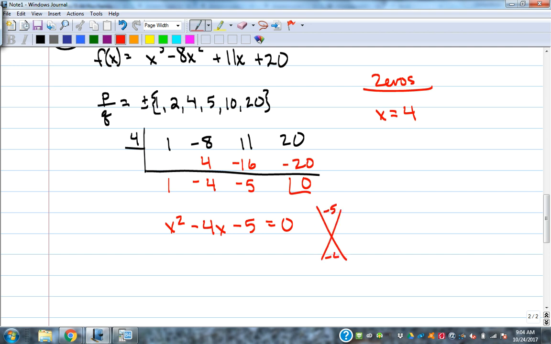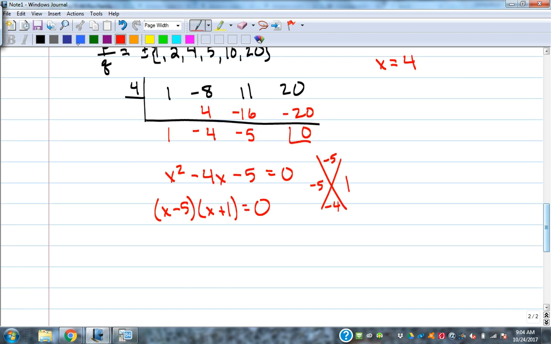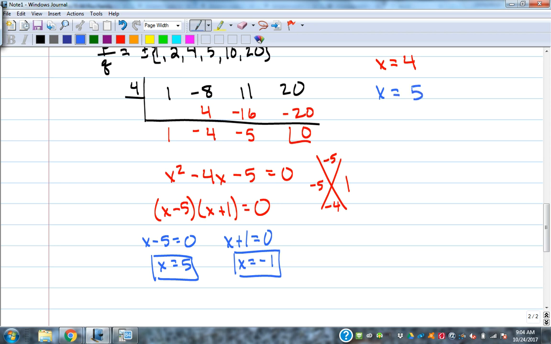Multiply to be -5, add to be -4. So it'd be x minus 5, x plus 1. X minus 5 equals 0, so x equals 5. X plus 1 equals 0, so x equals negative 1. So we have zeros at 4, 5, and negative 1.